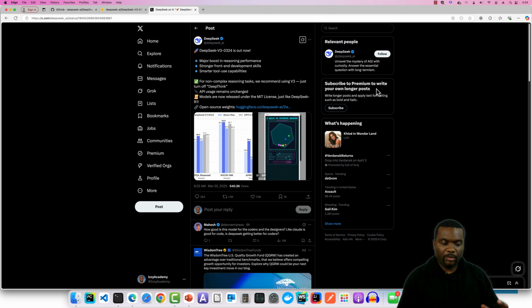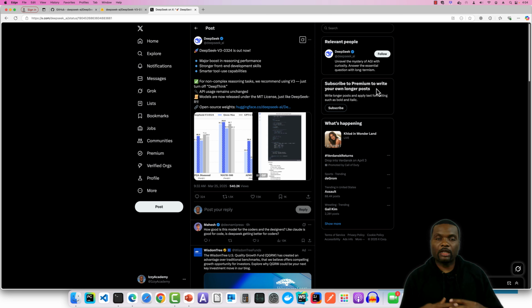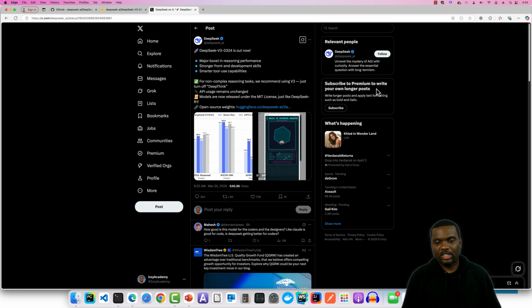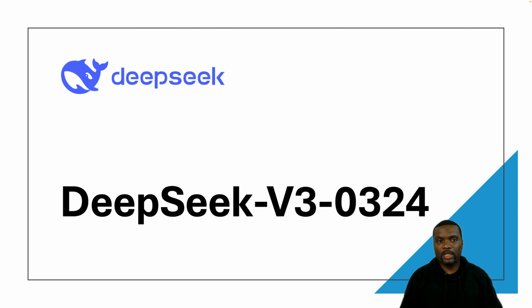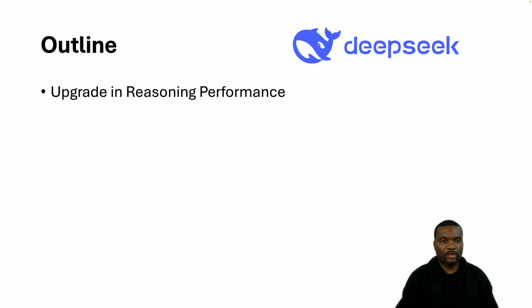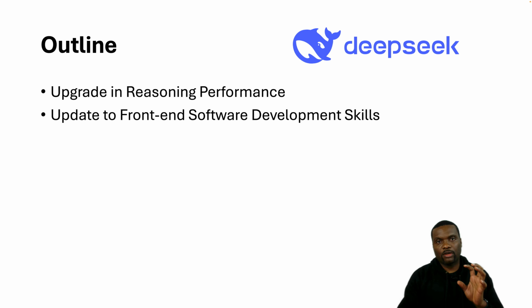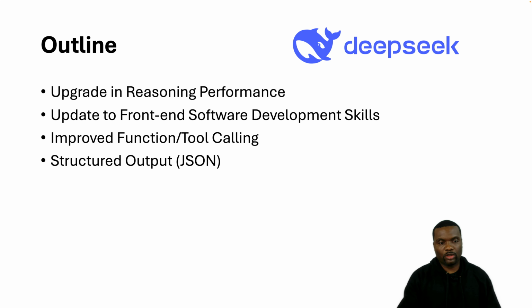It also has improvement with regards to tool calling, function calling, or whatever you want to call it, the ability for the language model to use tools. Now, this is different from DeepSeek R1 that was mainly focused on just reasoning and generating the reasoning tokens. So with this particular release, you have more support for structured output and much better function calling or tool calling ability. So we have covered the reasoning performance, the front-end software development skills, the function tool calling, and then the structured output.